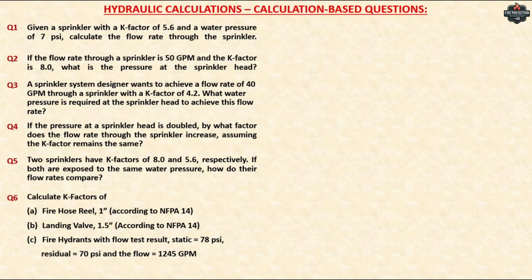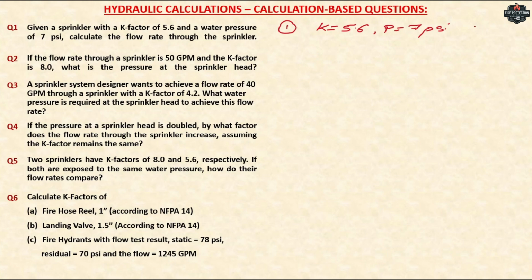Now let us solve some questions on this equation Q is equal to K root P. The first question: given a sprinkler with K factor 5.6, so K is equal to 5.6, and a water pressure of 7 psi, so P is equal to 7 psi. Calculate the flow rate of the sprinkler.